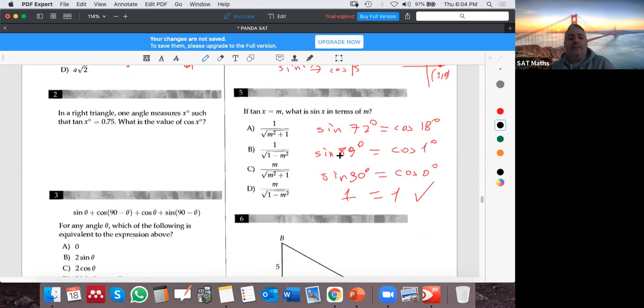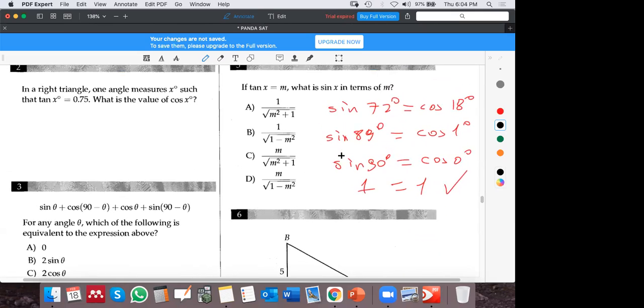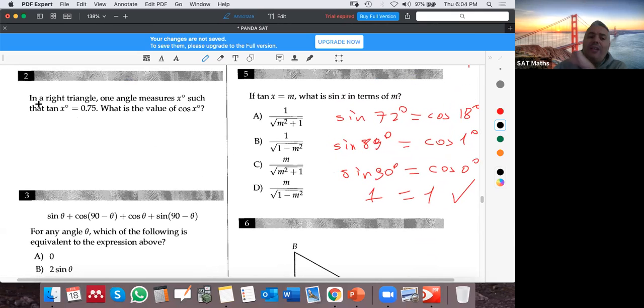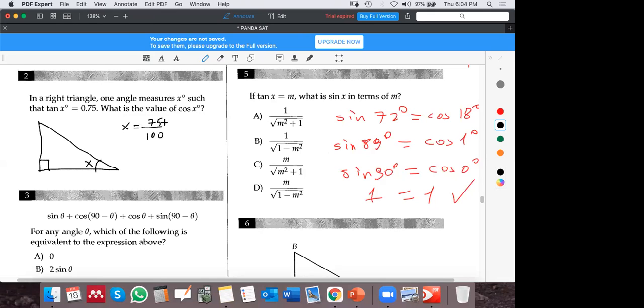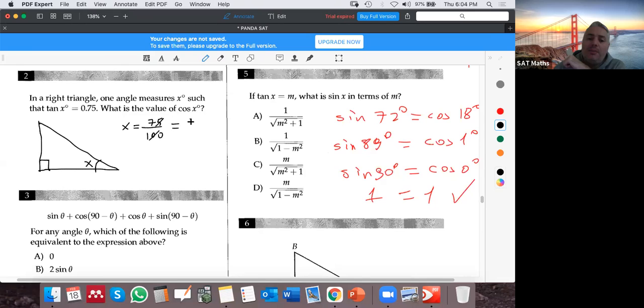Okay, let's go back down. Yeah, good question. In a right triangle, don't wait, directly draw a right triangle. This is the best way to solve the questions. In a right triangle, one angle is X. You are free. I always prefer this, but you may prefer something else, no problem. Such that tangent of X is 0.75. What does 0.75 mean? 75 over 100, right? Even I can simplify, so it will be 3 over 4.